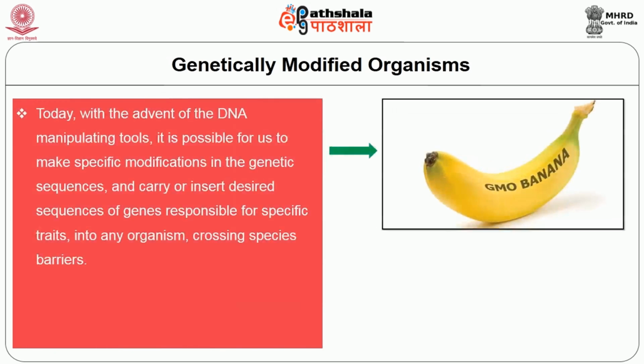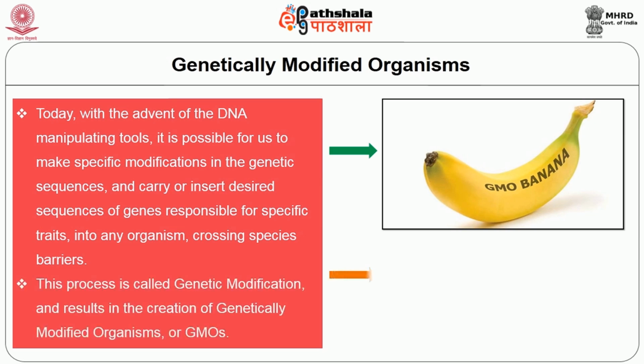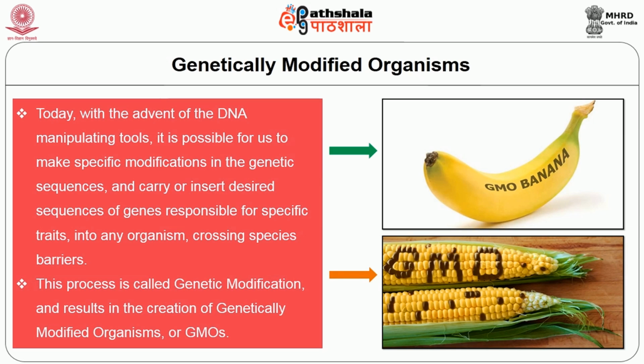Today, with the advent of DNA manipulating tools, it is possible for us to make specific modifications in the genetic sequences and carry or insert desired sequences of genes responsible for specific traits into any organism, crossing species barriers. This process results in the creation of genetically modified organisms, or GMOs.